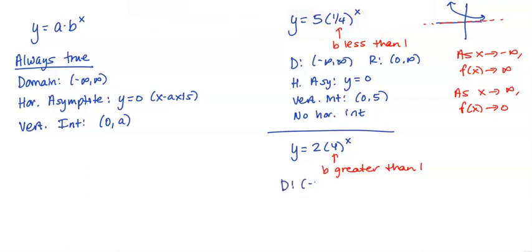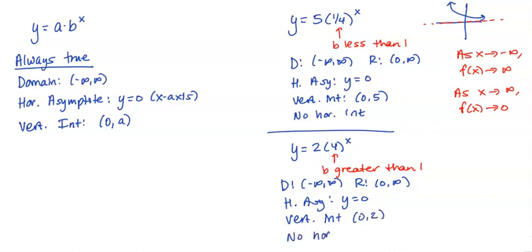Our domain here is still going to be all real values. Our range is still going to go from 0 to infinity. Our horizontal asymptote is still going to be y equals 0. Our vertical intercept is going to come from that 2 out in front, and there's still no horizontal intercept. Because our base b is greater than 1, this time we're going to see a function that's increasing as it moves from left to right across the graph.